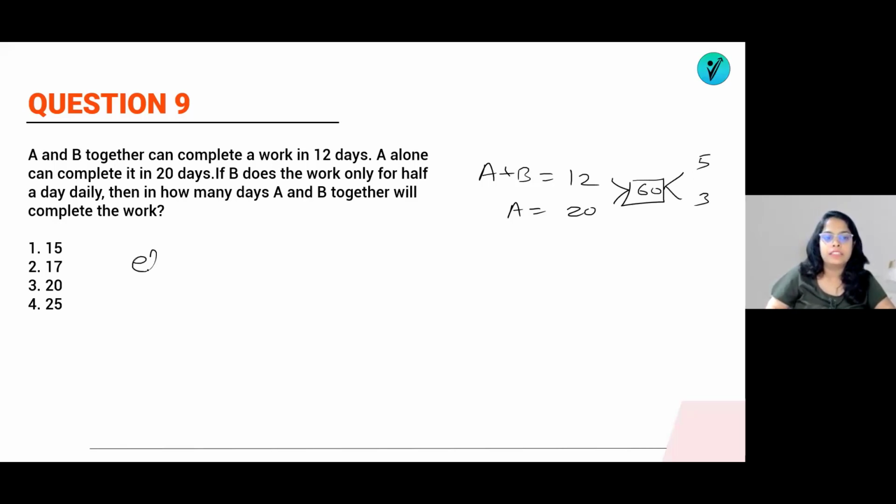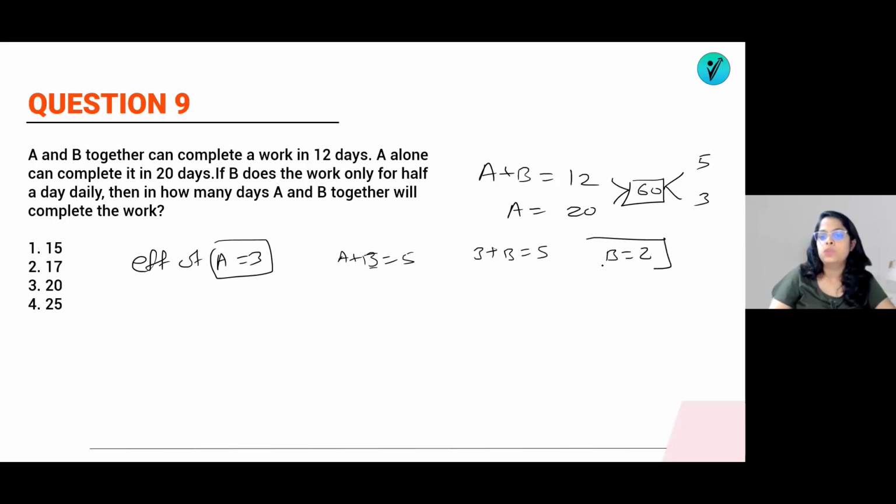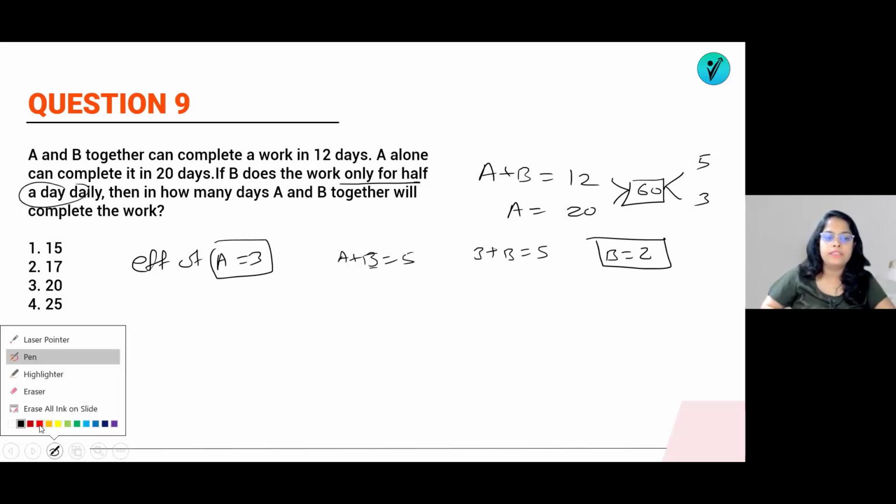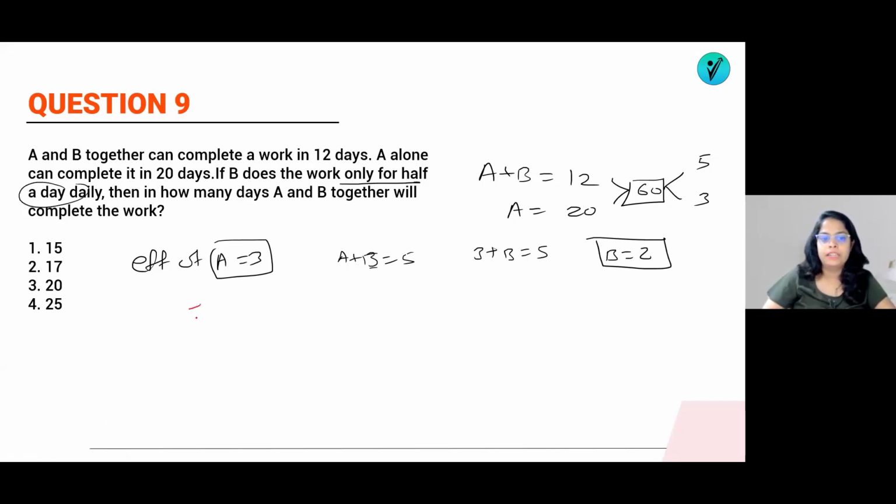So I can say that the efficiency of A is equal to 3 and B will be what? If A plus B is 5, out of which A is 3, then B's efficiency will be 2. But what are they saying? B works for half a day only. So the efficiency of B per day is equal to 2.